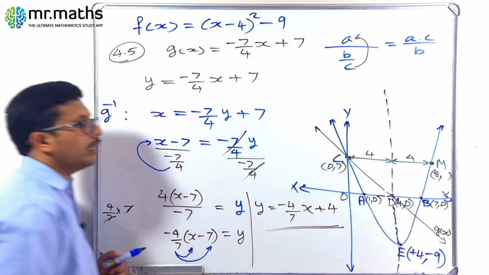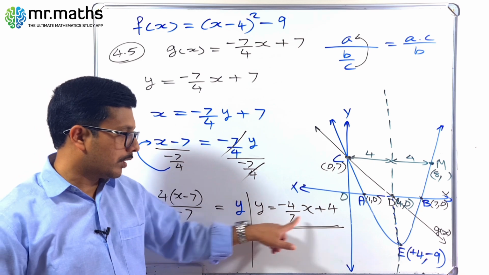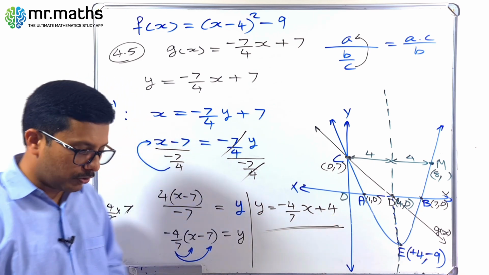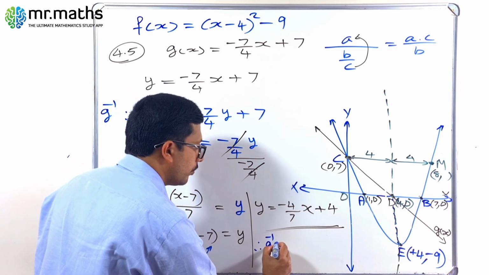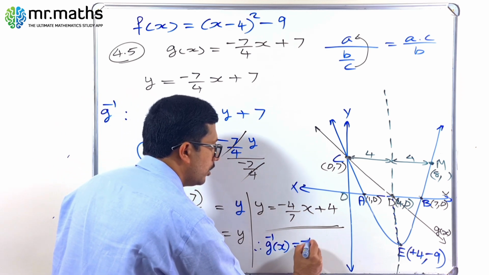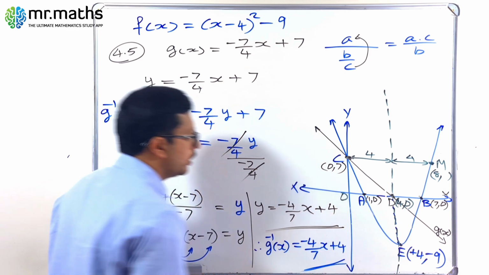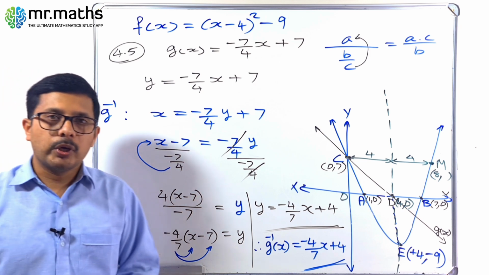So this is the answer, g inverse of x is minus 4 over 7 x plus 4. Therefore g inverse of x is equal to minus 4 over 7 x plus 4. That's the final answer. Okay, so that is question number 4.5.